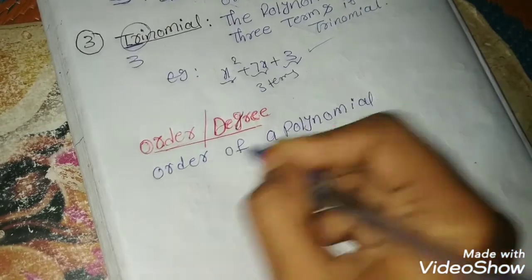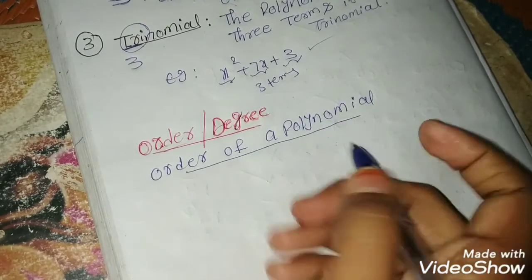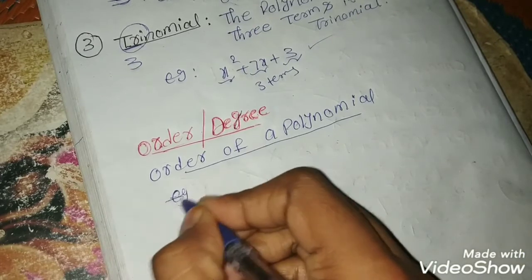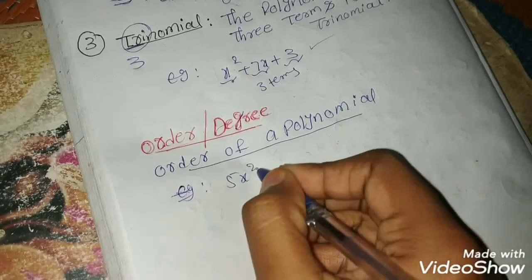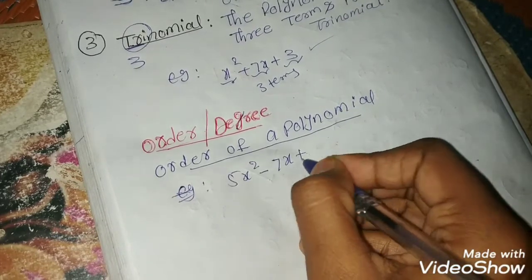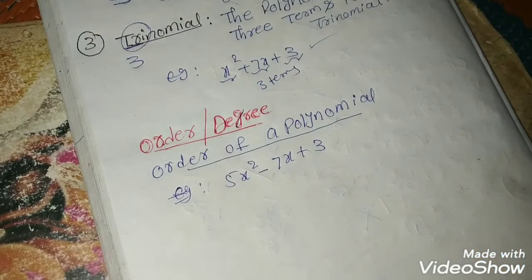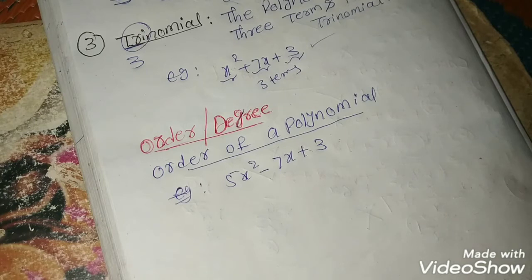Polynomial. Let's take any example of a polynomial. I'm taking 5x square minus 7x plus 3. So in this question, now I am asking you, what is the order of the polynomial? How can you declare about this?